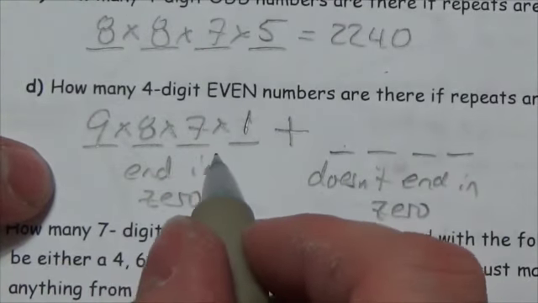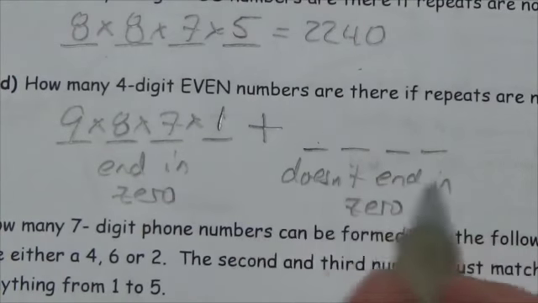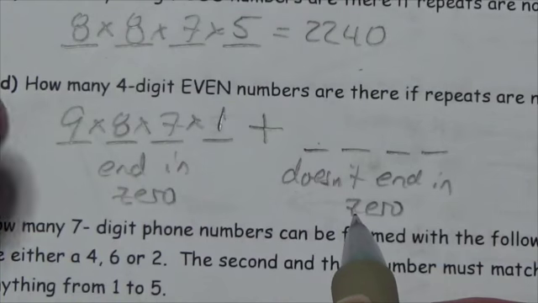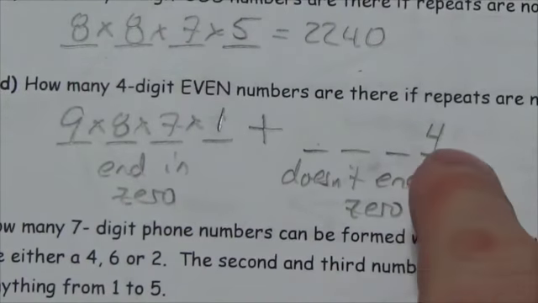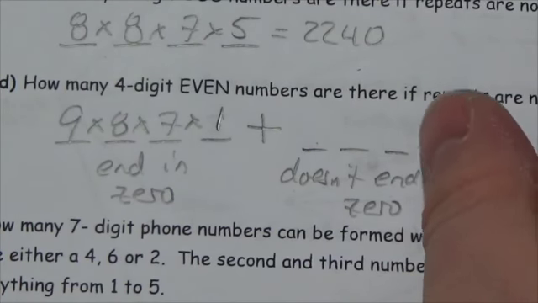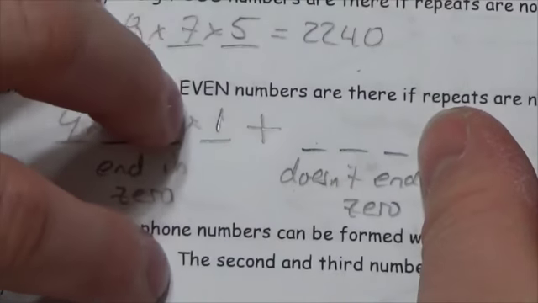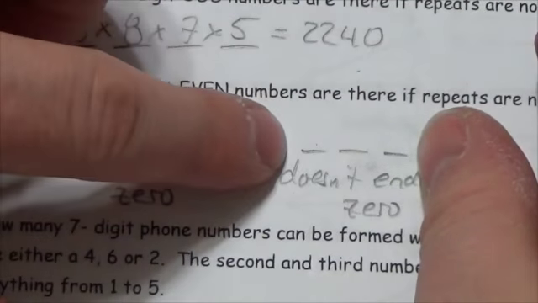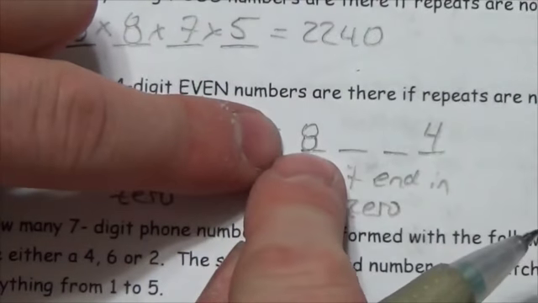Or I choose to not end my number in 0, which means it could be either 2, 4, 6, or 8. That's 4 choices. So I've chosen a number. I don't know which digit it's going to be. I've chosen that number. So now I've got 9 other digits that I can choose from, but I can't choose 0. So that means there's only 8 that I can choose from for this position.